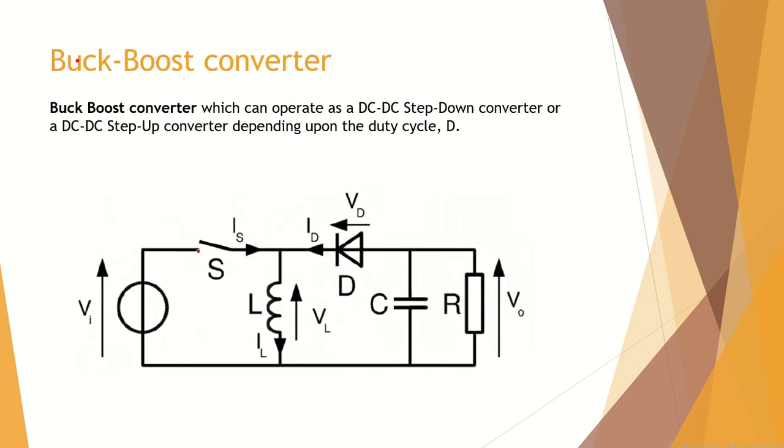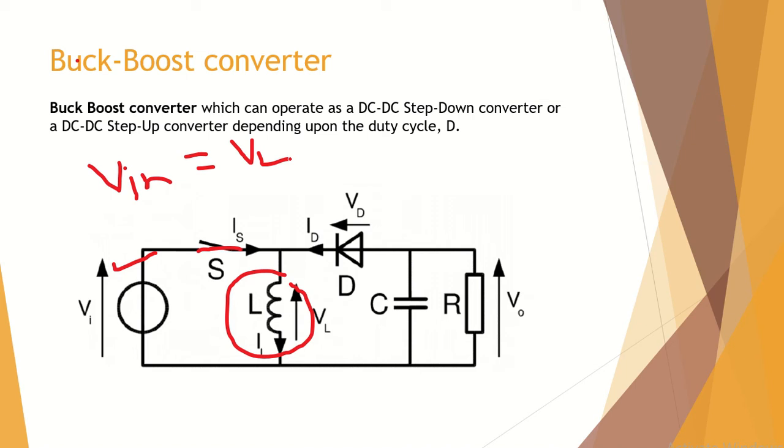When the switch is closed over here, the inductor is being charged by this input voltage. So when the switch is closed, our V input is equal to VL. That concept is very simple. When the switch is closed, our input voltage charges the inductor.